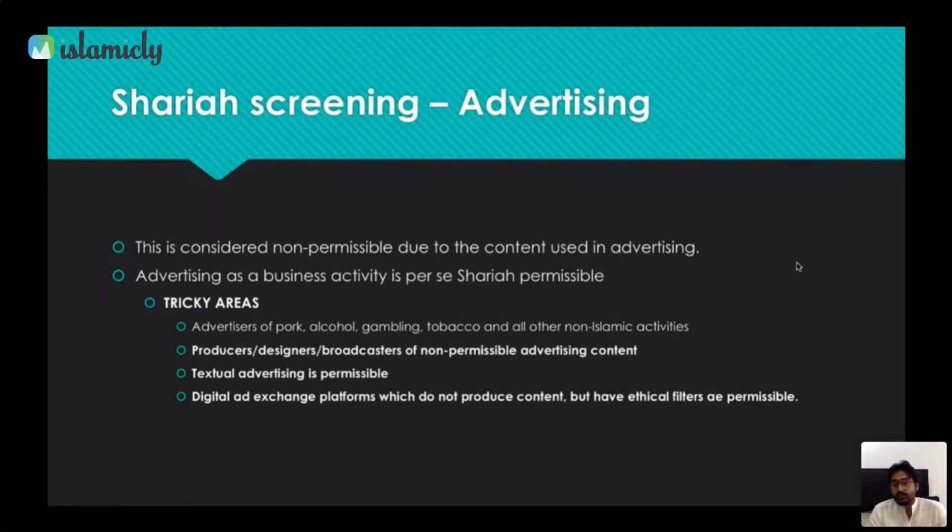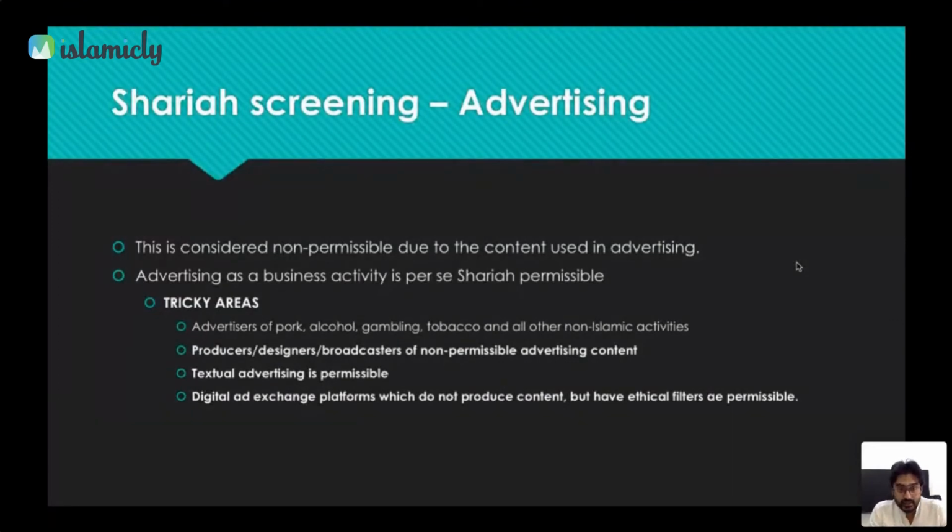All right, so the tricky areas are if you're an advertiser of pork, alcohol, gambling, tobacco, and all other non-Islamic activities. Whether you use Islamic tools or not, if you are advertising for pork, alcohol, gambling, tobacco, and other non-Islamic activities, revenue from that service is considered non-permissible. So for producers, designers, broadcasters of non-permissible advertising content, revenue from that segment is considered non-permissible.